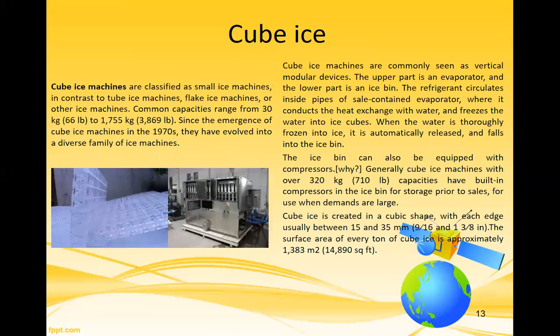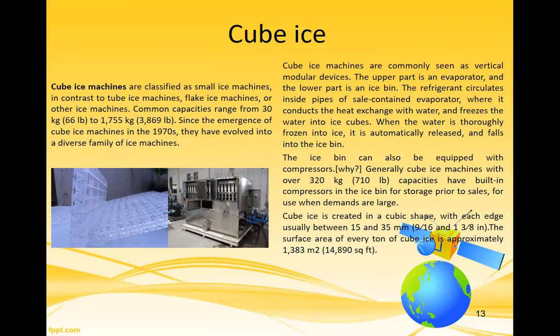Okay, so ito na, sa cube ice tayo. Cube ice machines are classified as small ice machines in contrast to tube ice machines or other ice machines. Common capacities range from 30 kg or 66 pounds to 1,755 kg or 3,869 pounds. Since the emergence of cube ice machines in the 1970s, they have evolved into a diverse family of ice machines.